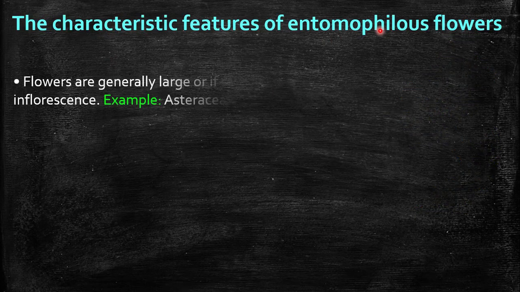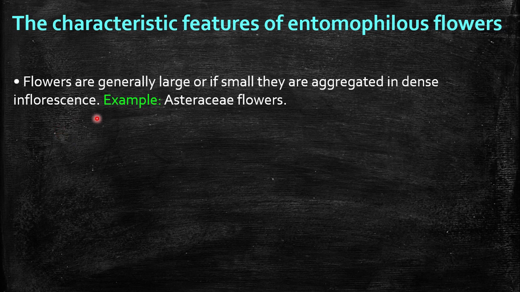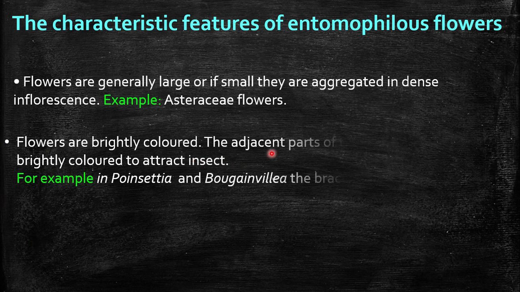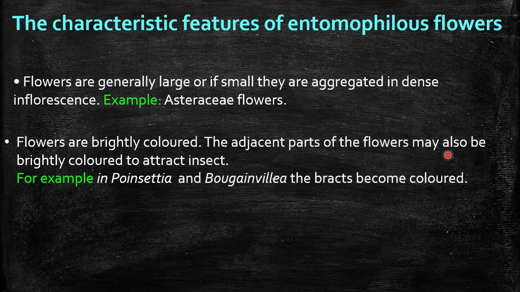Next, the characteristic features of entomophilous flowers. The flowers are generally large, or if small, they are aggregated in dense inflorescences, for example, Asteraceae. The flowers are brightly colored. The adjacent parts of the flowers may also be brightly colored to attract the insects. For example, in Poinsettia and Bougainvillea, the bracts become colored. Entomophilous flowers have a very attractive nature, and only then can the insects visit.